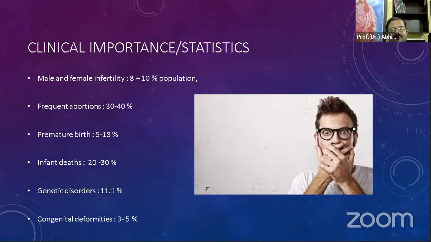Clinical importance: Rutu Kshetra Ambu Bija are clinically important. Why? Have a look at this data, which is really surprising and shocking, and we have to focus on our Rutu Kshetra Ambu Bija for proper fertility. I will not go into the details, but the percentages for frequent abortions, premature birth, infant deaths, and genetic disorders are really worrisome. They indicate that definitely something is going wrong in the Rutu Kshetra Ambu Bija, so we have to correct them properly before conception.